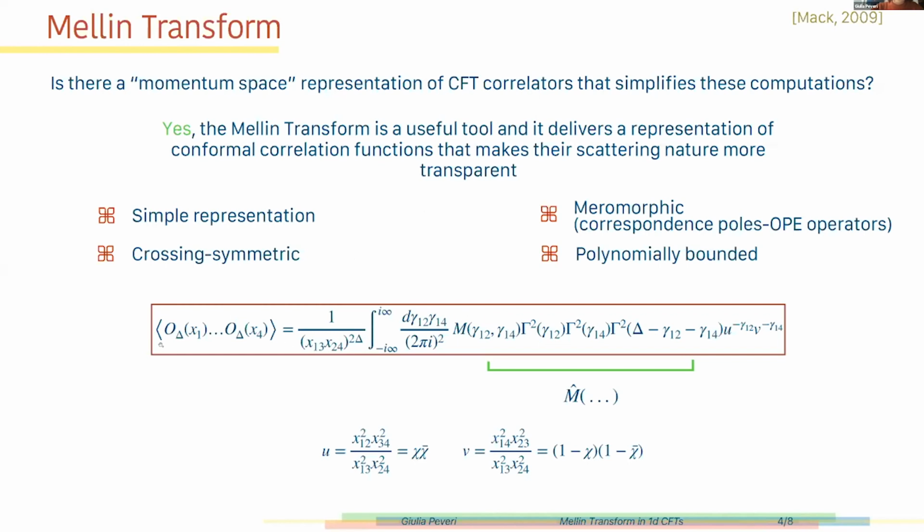So in 4 dimensions, a 4-point function of identical scalars will be expressed in this way using the Mellin. And so we have an integral over these 2 independent Mellin variables, gamma 1,2 and gamma 1,4. And I'm going to just explain in a second what independent means. Here we have our Mellin amplitude times some factors of gammas, and all these factors can be intended as the reduced Mellin. And we have the 2 cross ratios to some powers of this independent Mellin.